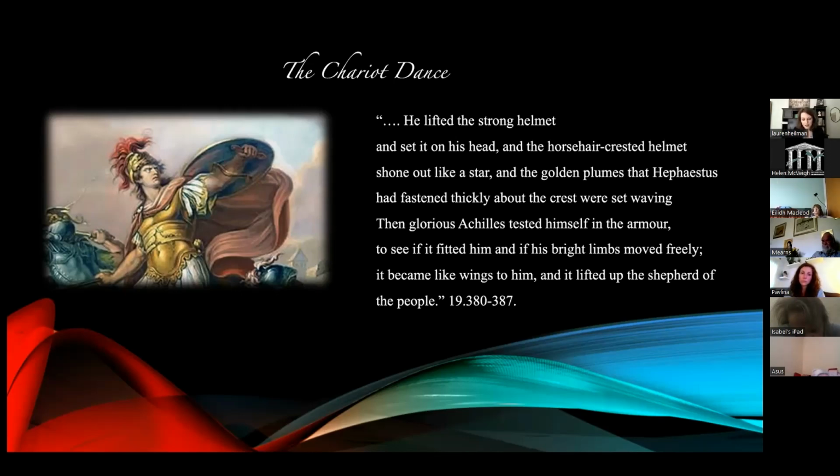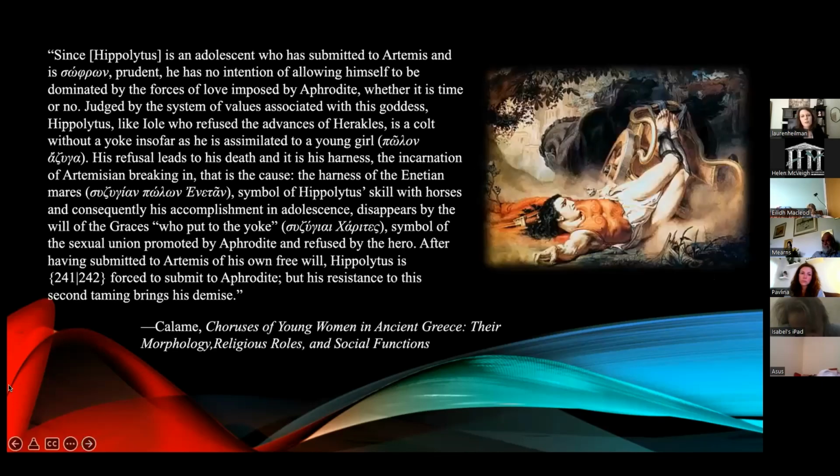And likewise, Claude Calame recognizes the marital association with horse imagery in Euripides' Hippolytus, which he summarizes as follows. Since Hippolytus is an adolescent who is submitted to Artemis and is sophron, prudent, he has no intention of allowing himself to be dominated by the forces of love imposed by Aphrodite, whether it is time or no. Judged by the system of values associated with this goddess, Hippolytus, like Iole, who refused the advances of Heracles, is a colt without a yoke insofar as he is assimilated to a young girl.